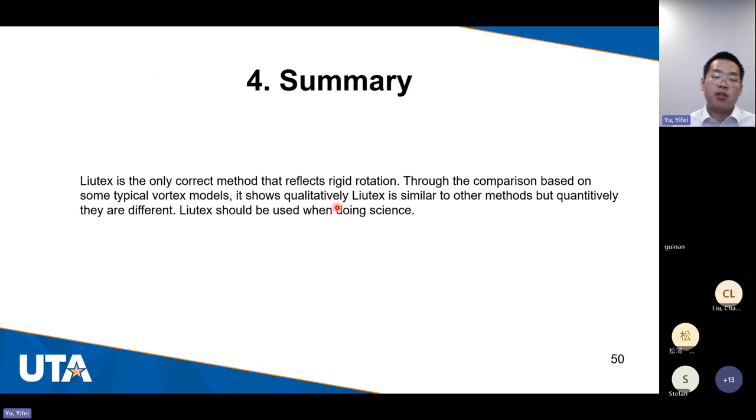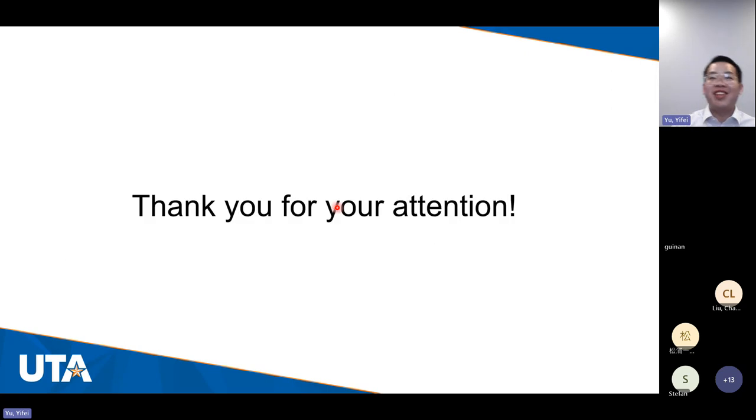So I give my summary. Liutex is the only method that reflects real rotation, through the comparison. Qualitatively, you may think Liutex is similar to other methods, but if we dive into it quantitatively, you will find they are different. To do engineering, qualitative is fine, but when we do science, the more accurate, the better. So Liutex should be used when doing science. And some references, and thank you for your attention. Okay, thank you.